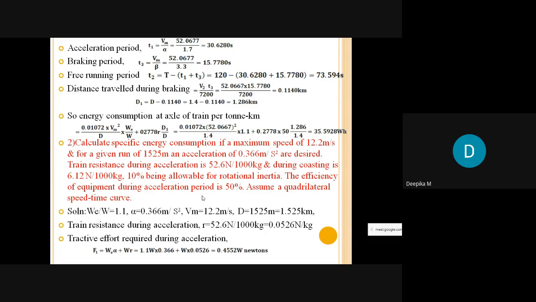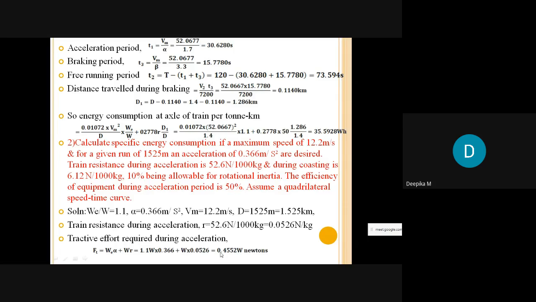And the tractive effort we have to calculate, where the gradient they have not given, correct? Hence the gradient value is 0. Hence we need not use the 98.1 Wg term. Hence we have used only We alpha plus Wr. So We is 1.1 W, and alpha is 0.366 plus the resistance is 0.0526. Hence upon calculating we will get the value 0.4552 W Newton.